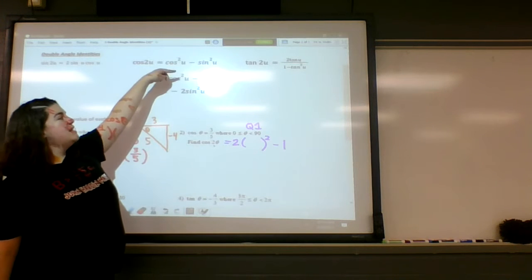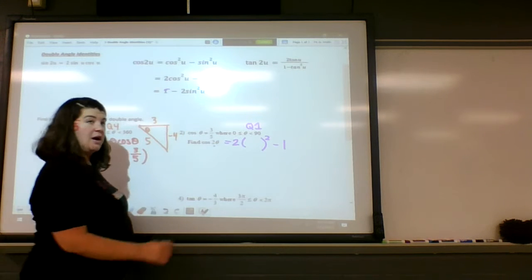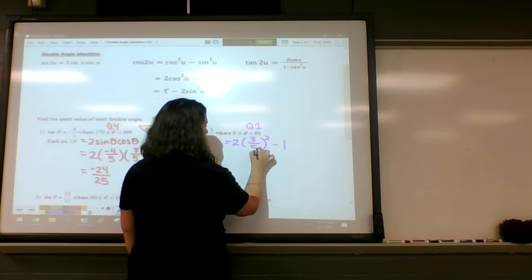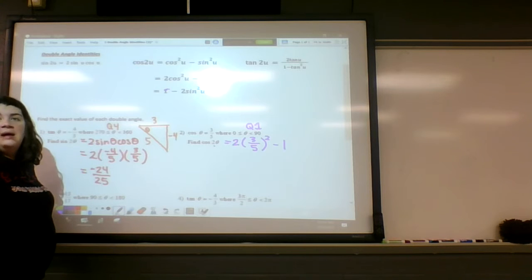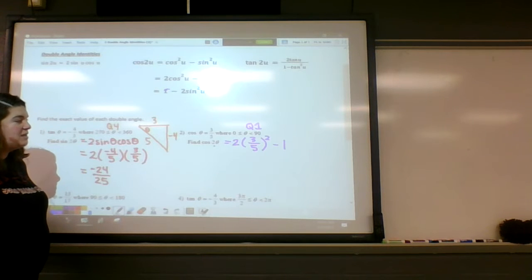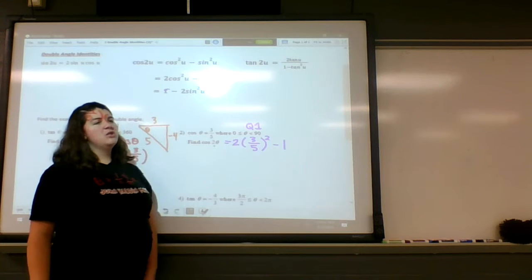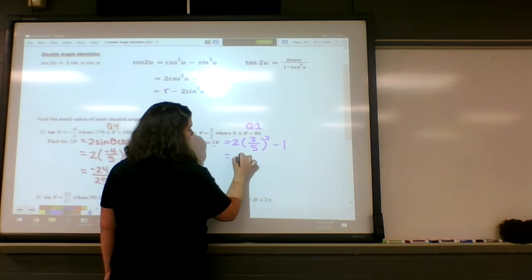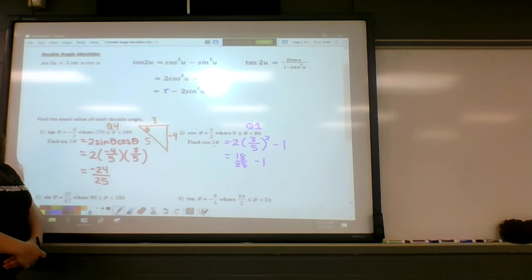So here's the formula. It's 2 times the cosine squared minus 1. And so it'll be 2 times the cosine, which is 3/5 squared minus 1. And so you can go ahead and evaluate that. 3/5, what's 3/5 squared? 9/25. And then that gets multiplied by 2. So 9 times 2 is 18. So that's 18/25 minus the 1. And 1 we should think of as what over what?